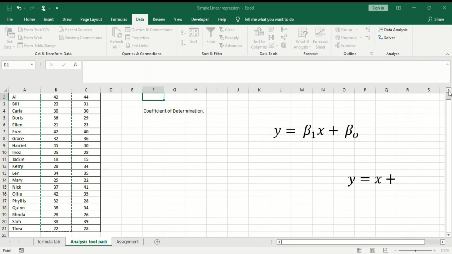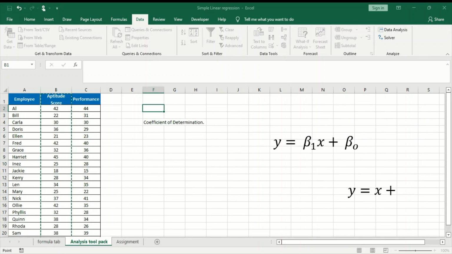Let's just go with the default settings. Yes, our data has labels on the first row, and let's put our output range still on this sheet. So our output range should be here. This output range is just telling you where you want your output to come out. So let's put it here. Whether we want standardized residual plot or normal probability plot, do we need this? Let me just include this and let's see.